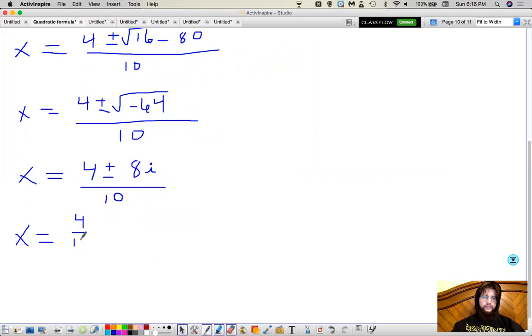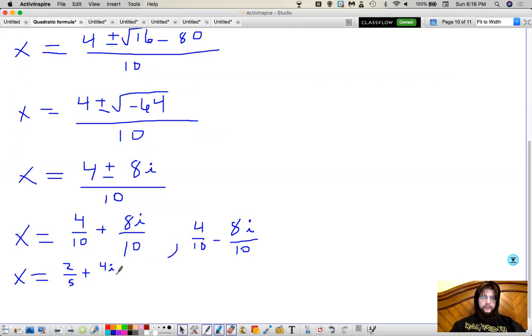4 over 10 plus 8i over 10. 4 over 10 minus 8i over 10. Simplify that. X is 2/5 plus 4i over 5. You can use a calculator to simplify the fraction if you want. And 2/5 minus 4i over 5. All right, guys, that's it.